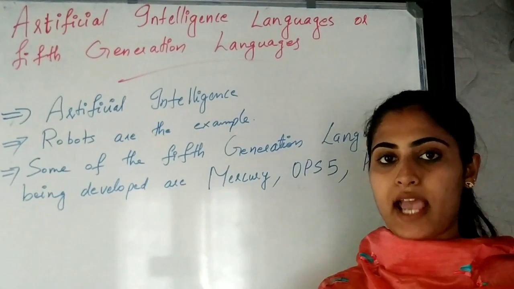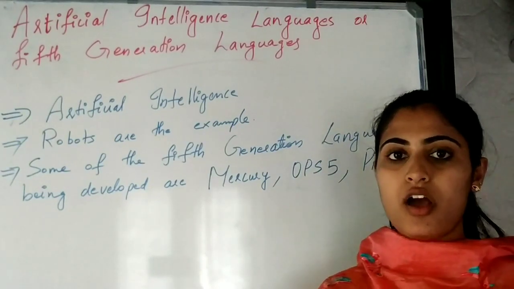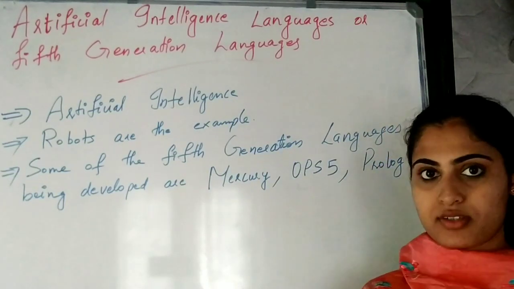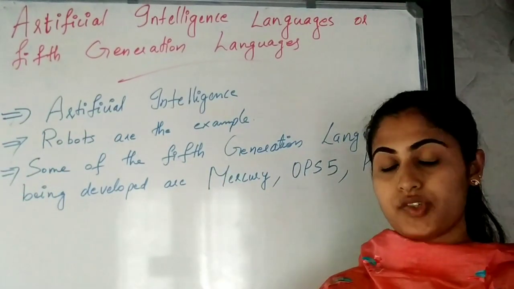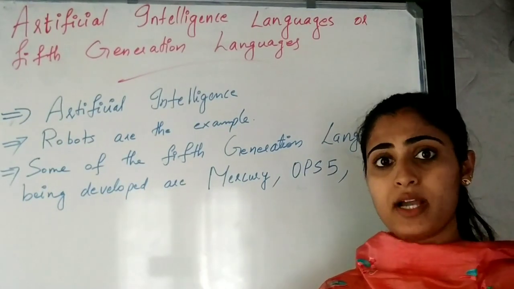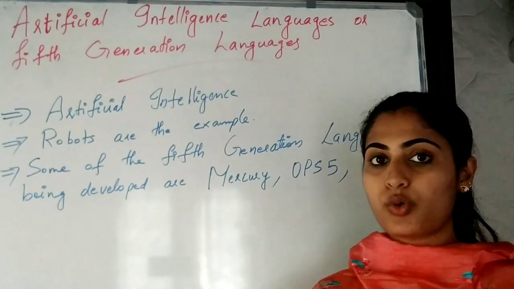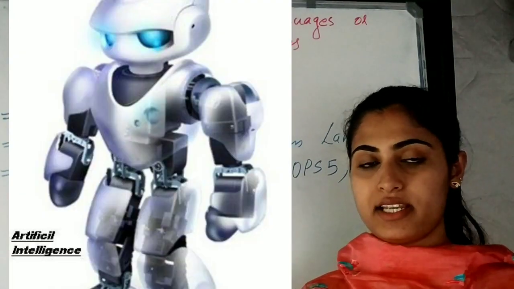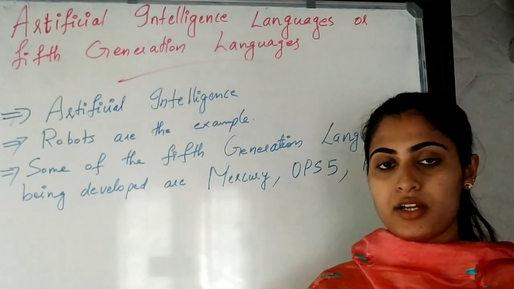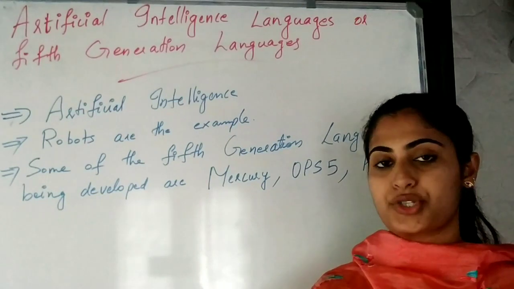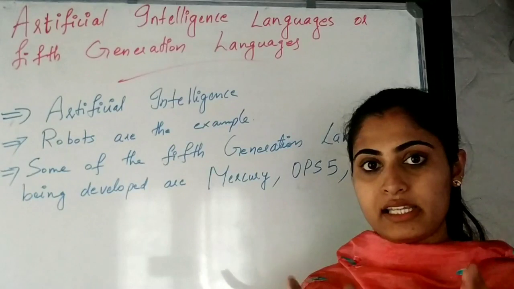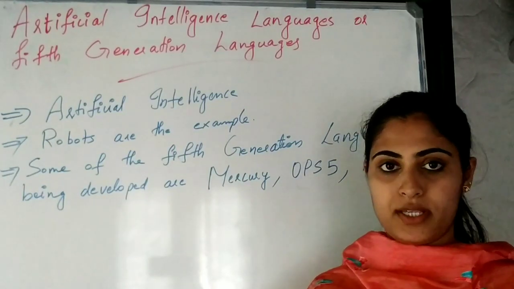So the last category of computer language is artificial intelligence language or fifth generation languages. Okay. What do you mean by artificial intelligence? I have told you in your earlier classes. Artificial intelligence means it is a technique with which the machines are being made to think and take decisions like human beings. That is, they can do activities or take decisions like human beings.